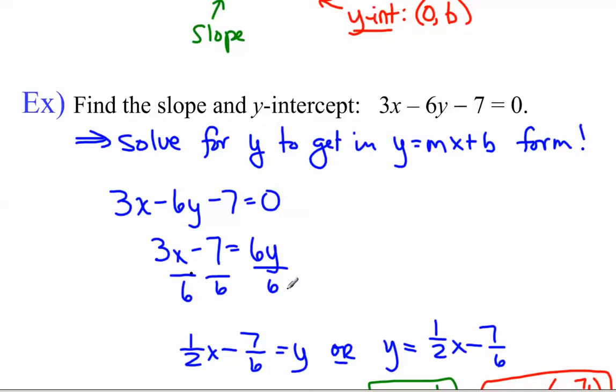Divide everything through by 6. And then I would reduce where I can, so the 3 over 6 reduces to 1/2 x minus 7/6, that's equal to my y. If it makes you happier, put the y on the left-hand side there. So y equals 1/2 x minus 7/6.